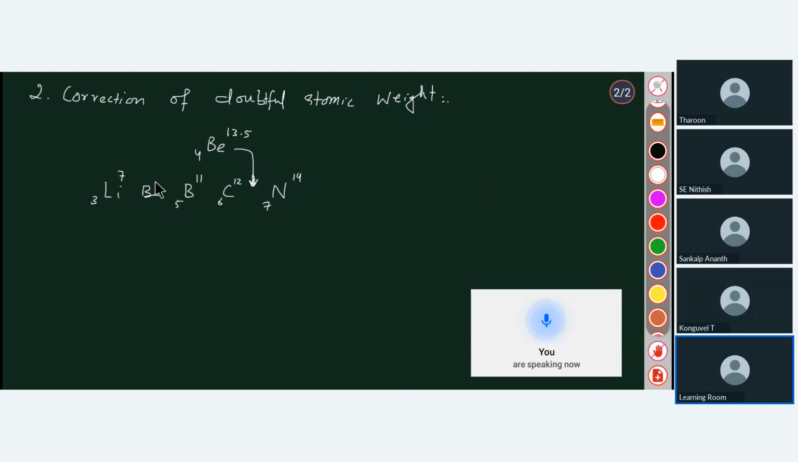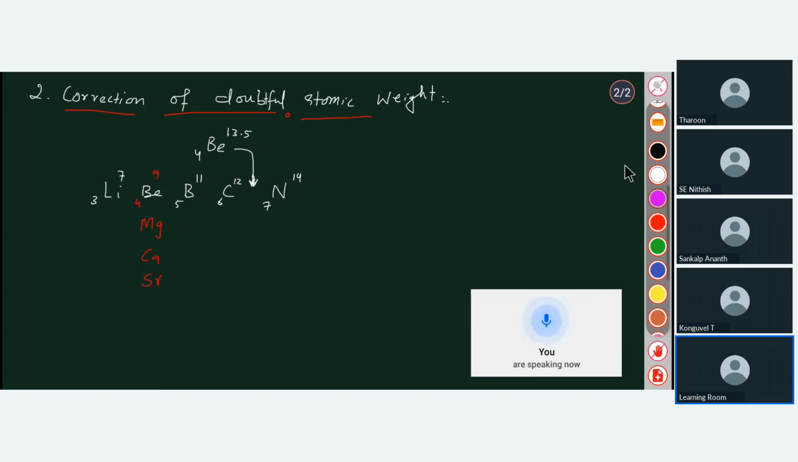Mendeleev actually corrected its weight. He told that its weight is not 13.5, but 9. So he placed beryllium between lithium and boron because its properties resemble magnesium, calcium, strontium, as I already told you. Yes, sir. This was the correction of atomic weight which was done by Mendeleev. Not only beryllium, he also corrected the atomic mass of indium, gold, platinum, various elements. But this one is very famous, beryllium.